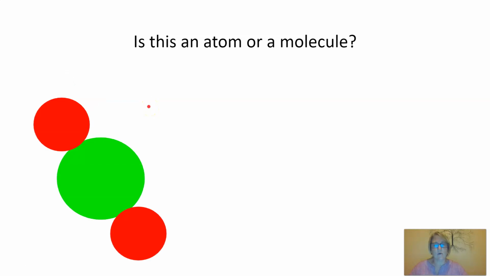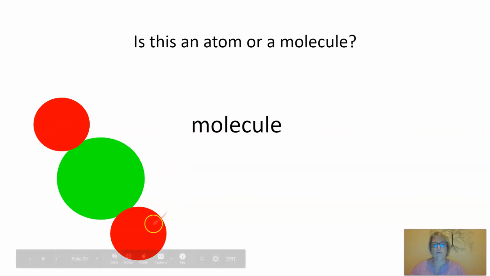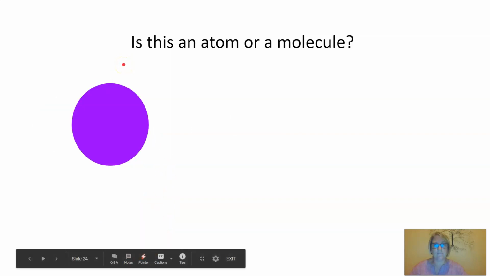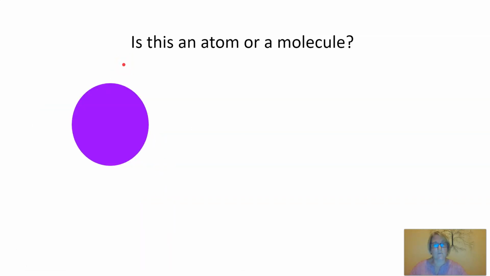Is this an atom or a molecule? It is a molecule because it's made up of 1, 2, 3 atoms, but it's made up of 2 different elements, a green element and 2 red elements. Is this an atom or a molecule? It is an atom.